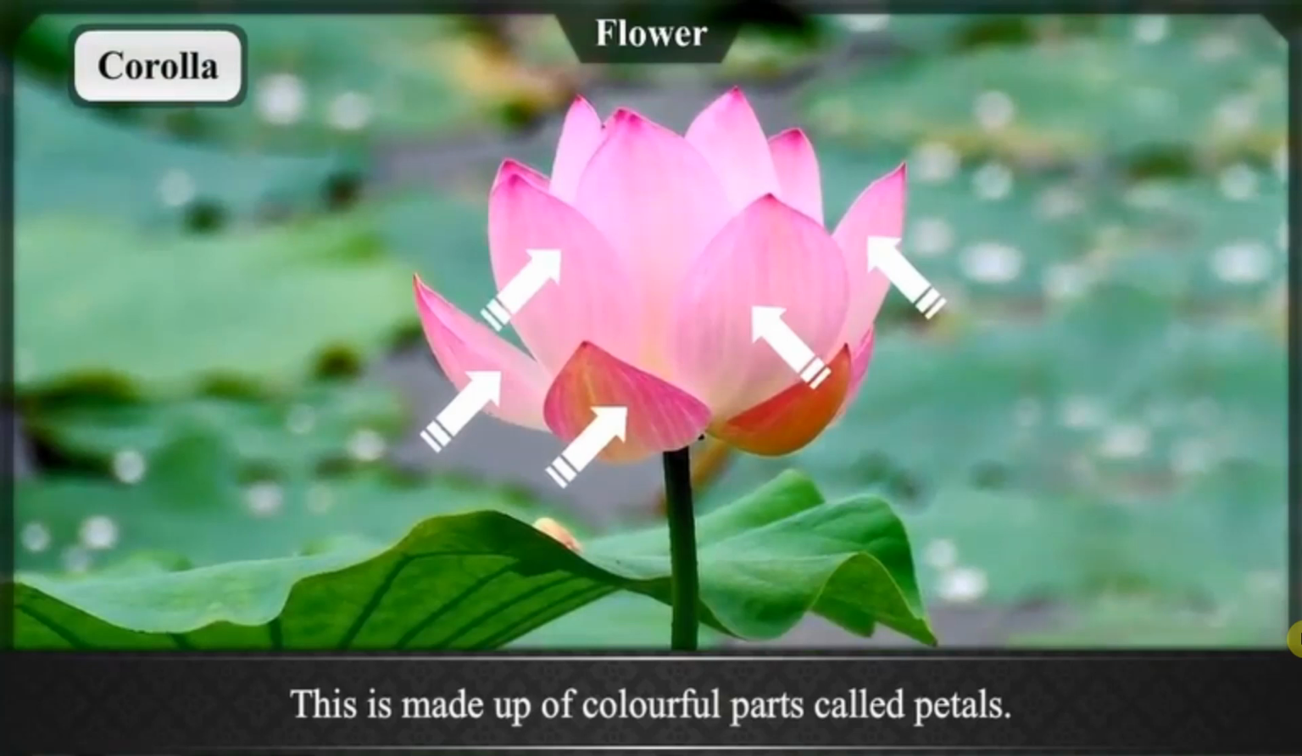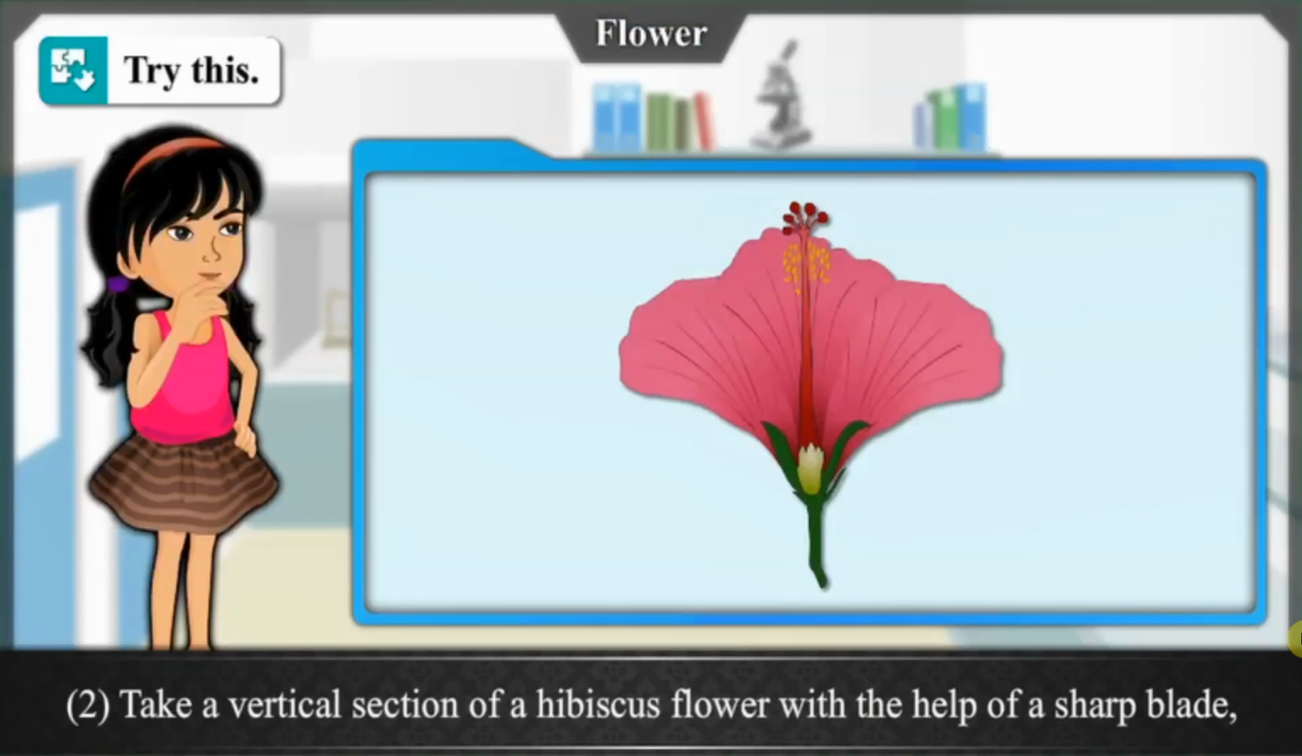etc. Androecium. This is the male reproductive part of the flower. It consists of stamens. Each stamen is made up of anther and filament. Gynoecium. This is the female reproductive part of the flower. This is made up of carpels. A carpel consists of stigma, style, and ovary.